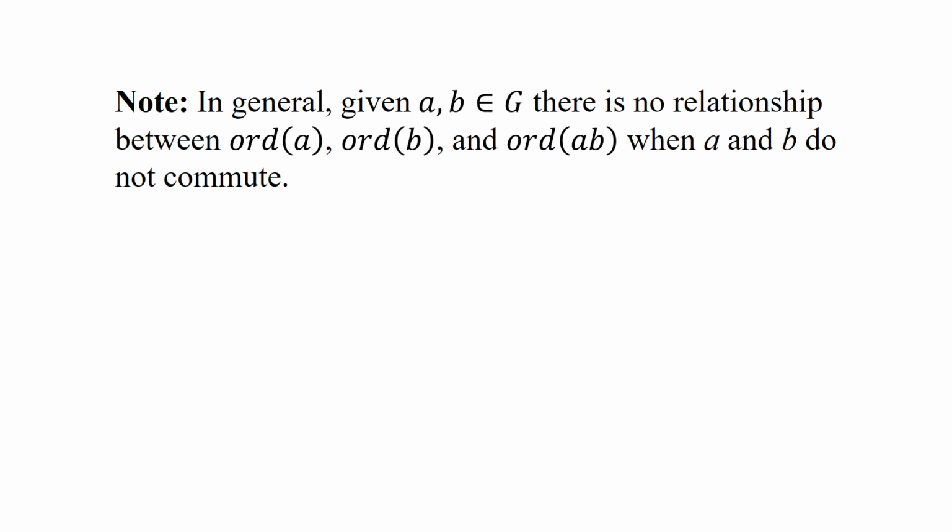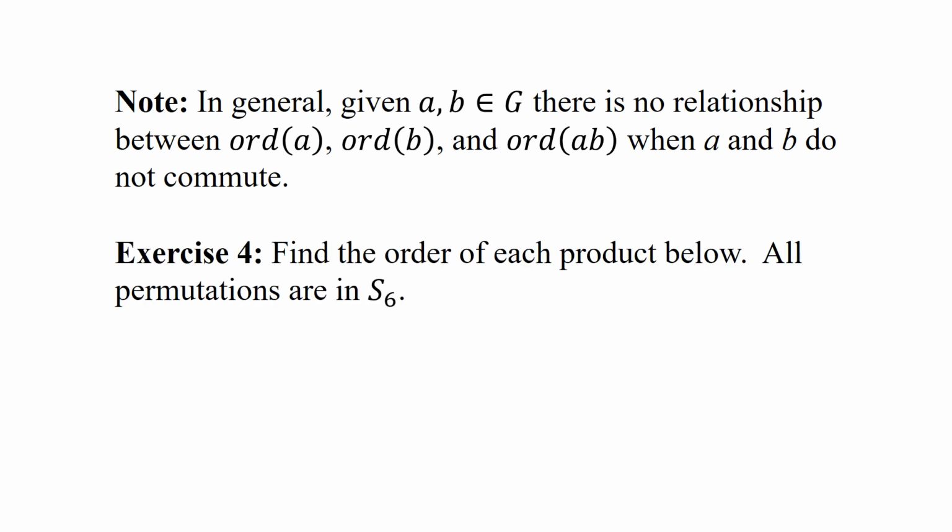Now if A and B don't commute, things get even worse. When they commute, I can at least say that the order of AB is a factor of the least common multiple of the orders of A and B. When they don't commute, I can't even say that. There is really no relationship at all between the order of A, the order of B, and the order of AB when A and B don't commute. Here's an example to illustrate it.